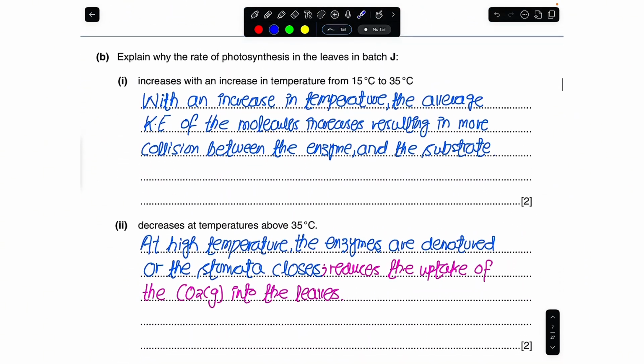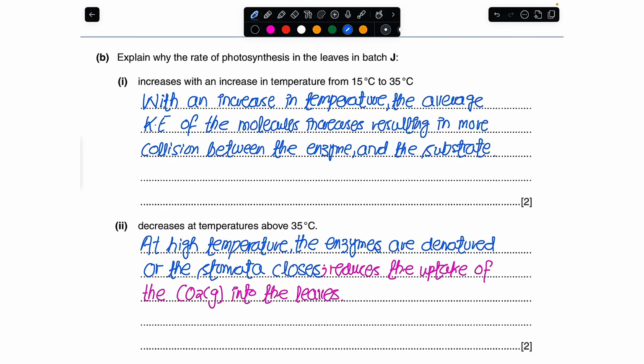Now moving onward to the next parts, in B they are asking us to explain why the rate of photosynthesis in the leaves in case of batch A. So in batch A, we have the leaves and we need to explain the rate of photosynthesis. And for 2 marks, they are asking for the first test why the rate of photosynthesis increases when the temperature is increased in the range from 15 to 35 degrees centigrade.